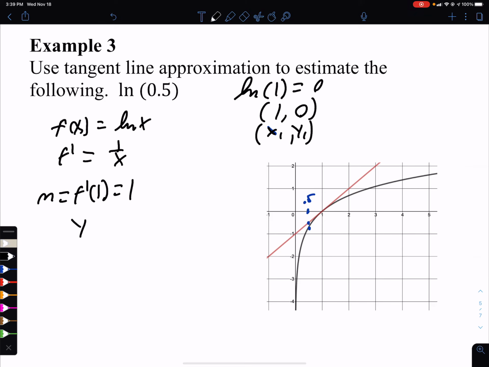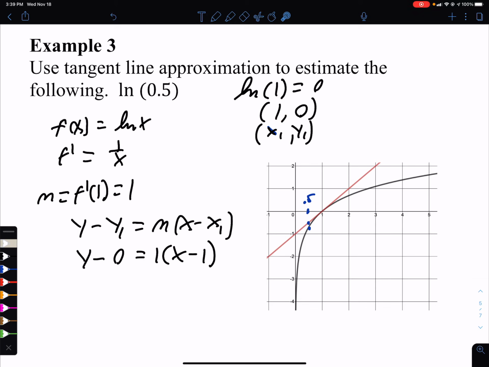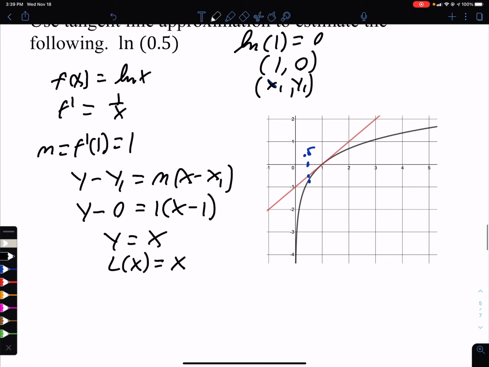So now we do our equation, y minus y1 equals m(x minus x1). So y minus 0, because that's my y1, equals 1 times (x minus 1), because that's my x1. So we get this equation, y equals x. Wow, seriously? That's it. So my linear approximation formula is going to be x. So ln at 0.5 is approximately equal to L at 0.5, which is 0.5.